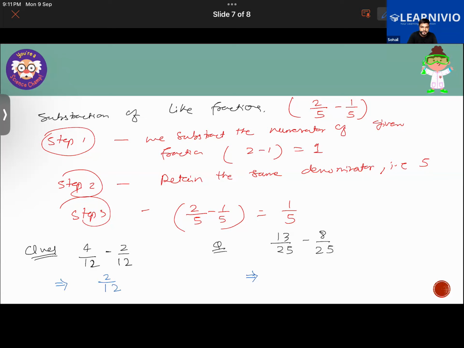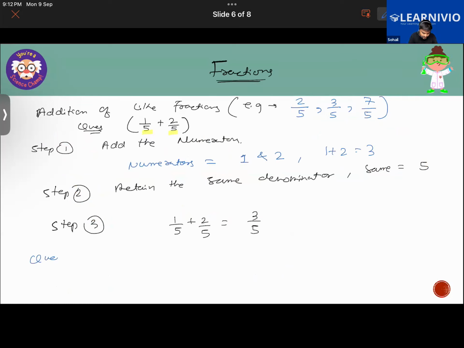Is it 5 by 25? Sumaya, it will be 5 by 25 as Habib is saying, okay? Yes. Very good. So we have done some questions on this. Let's solve some questions on addition also.